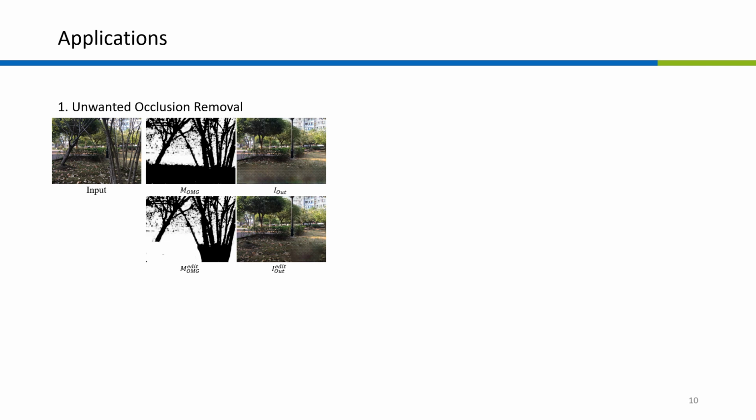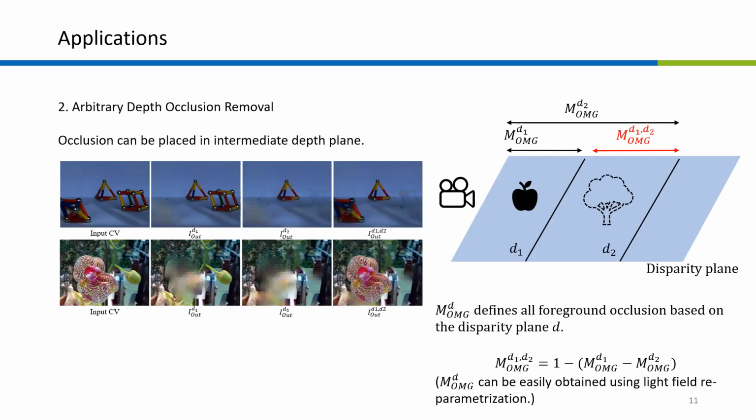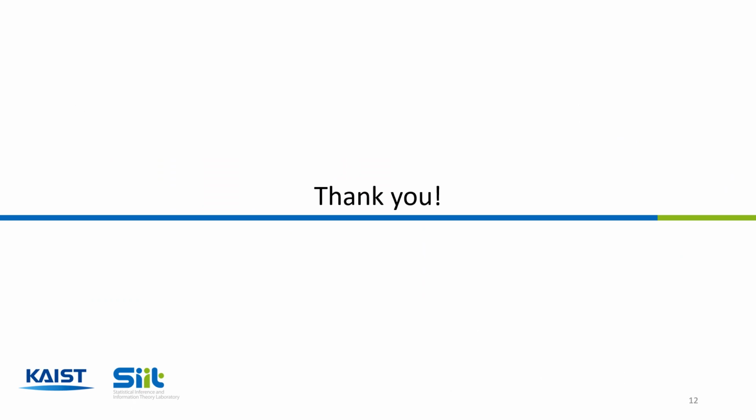First, like the ground, unwanted objects are considered as a foreground occlusion and removed. We can prevent this by simply editing the occlusion mask by user definition. Second, in various real-world situations, occlusions may not be placed in the foreground, but on an intermediate depth plane. Contrary to the existing methods, we can remove the occlusion placed in an arbitrary depth plane without affecting other objects by simple mask manipulation with light field reparameterization. Thank you for listening to our talk.